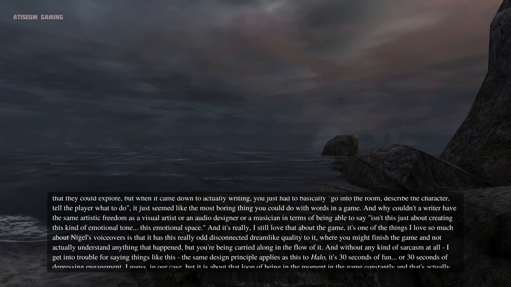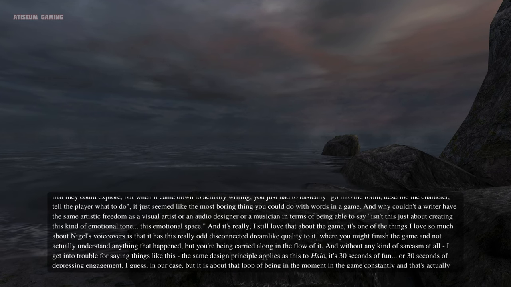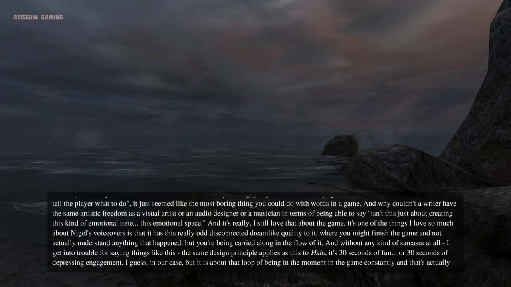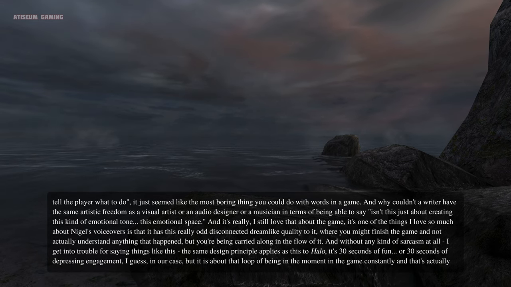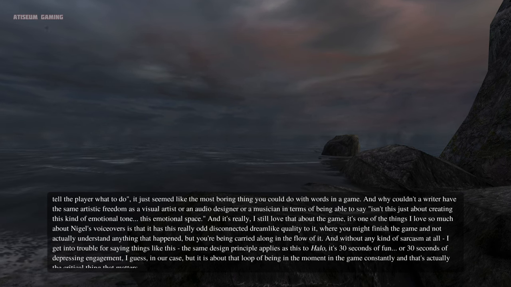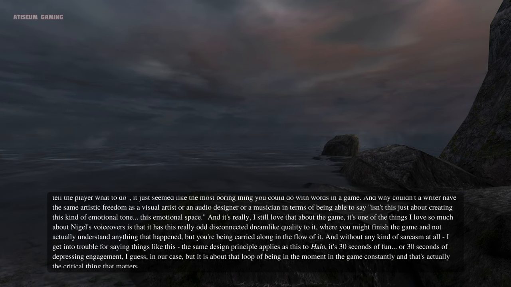And without any kind of sarcasm at all, I get into trouble saying things like this. The same design principle applies to Halo. It's 30 seconds of fun, or 30 seconds of depressing engagement, I guess, in our case. But it is about that loop of being in the moment in the game constantly, and that's actually the critical thing that matters.